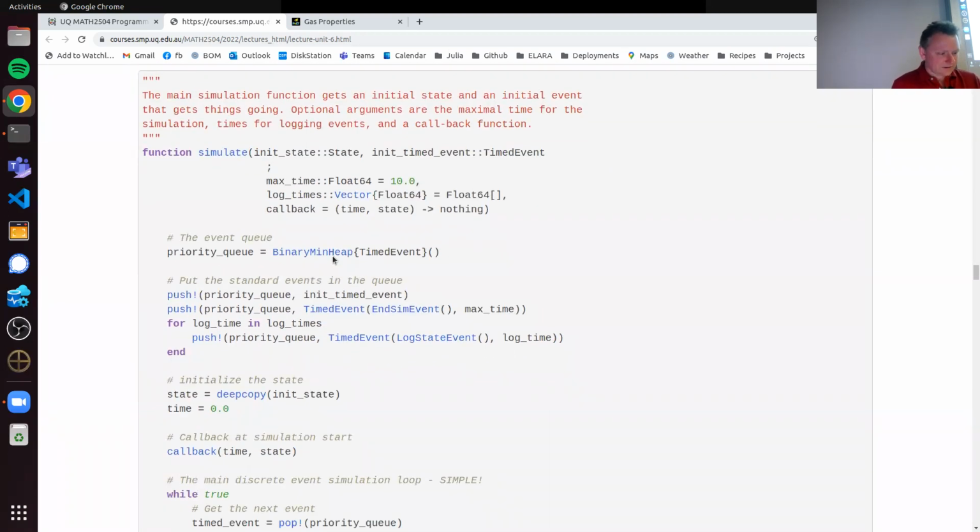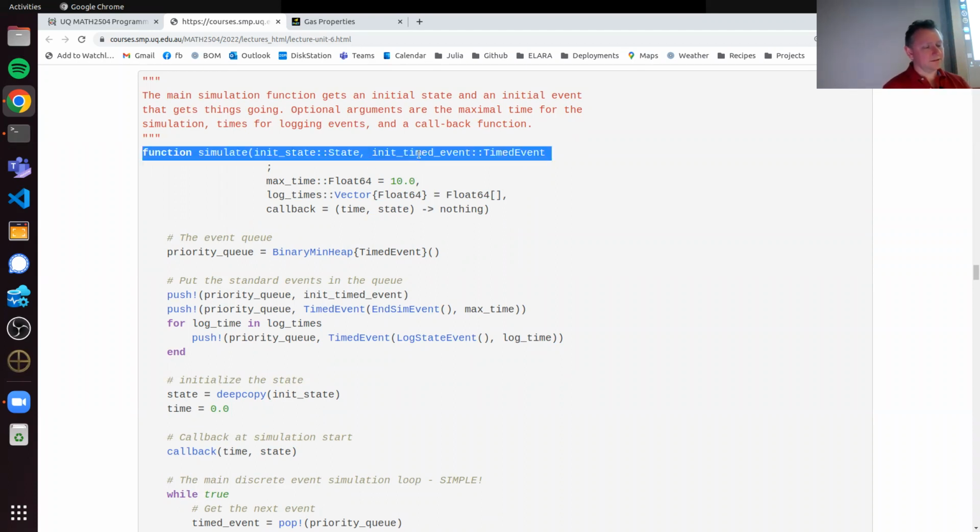Okay, so let's have a look. This is a bit complicated. Probably the formatting's a little ugly, but let's just have a look. What we have is two positional arguments, init state and init timed event. Init state is the state of the system at t equals 0, right? And init timed event is the first event that you're going to run.